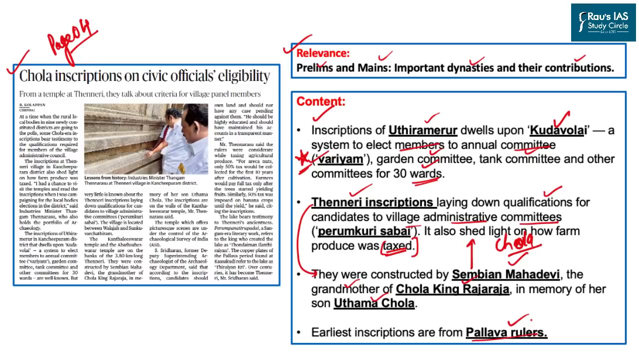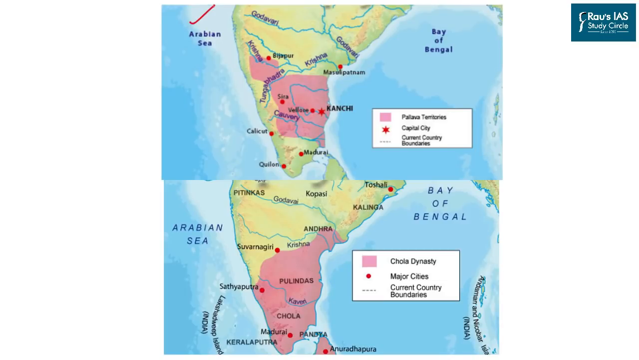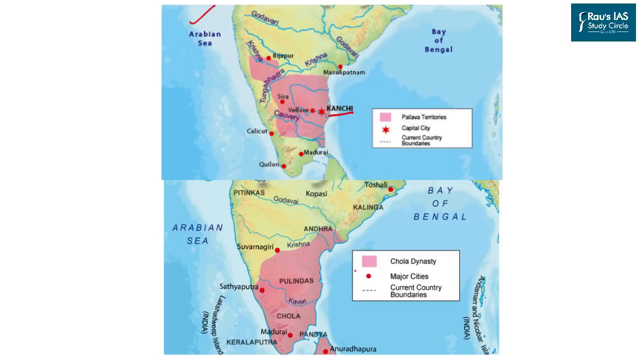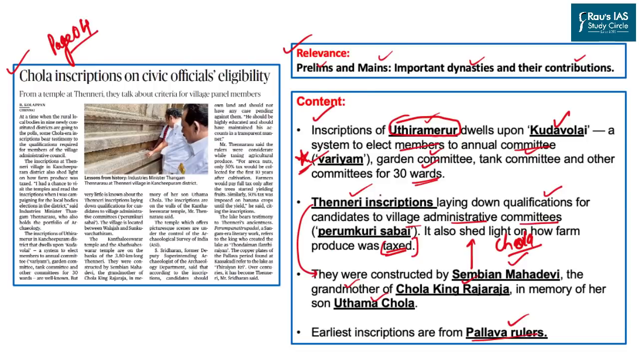So, let us look into a map. The first map shows us the area of Pallava rulers, where we will find a place known as Kanchi, or currently Kanchipuram. This is the district where we have the Uttira Merur inscription. The second one is the Chola rule. However, in this Kanchi is not marked, but the entire region shows the Chola Empire, because the Chola Empire was responsible for the second inscription, that is the Thaneri inscription.